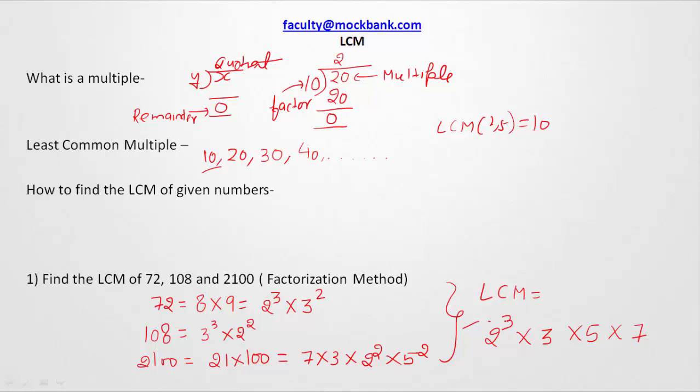Now can you find out what is the maximum power of 3 over here? The maximum power of 3 in 72 is 2. In 108 it is 3. And in 2100 we have got 3 to the power 1. So what is this going to be? This is going to be 3 raised to power 3. What is the maximum power of 5? 5 appears only in 2100, and that is nothing but 2. And the maximum power of 7 is 1, that appears only in 2100. Now this is going to be your LCM. Multiply all these and you would come to know what your LCM is.